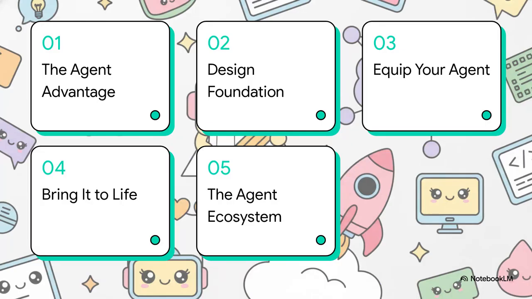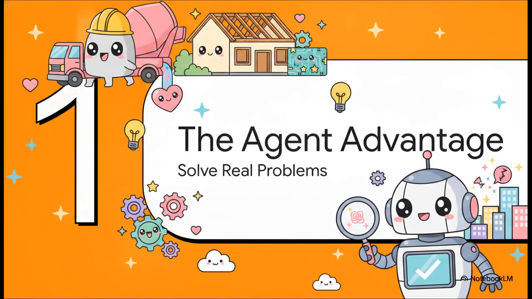We definitely have a lot of ground to cover, so we've structured this blueprint into 5 distinct phases. We'll kick things off with the AI agent advantage, then move into designing the foundation, equipping your agent, bringing it to life, and finally, we'll wrap up by looking at the real-world agent ecosystem. All right, let's jump straight into part 1, the AI agent advantage, and how exactly they solve real-world problems.